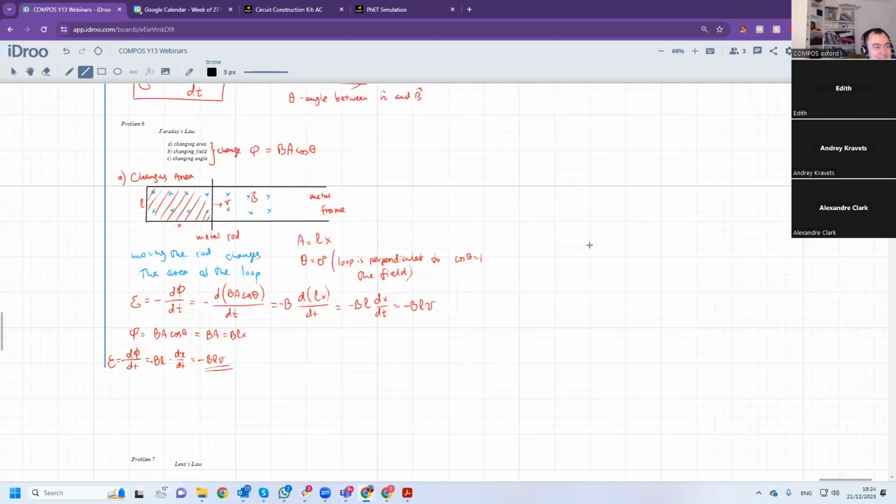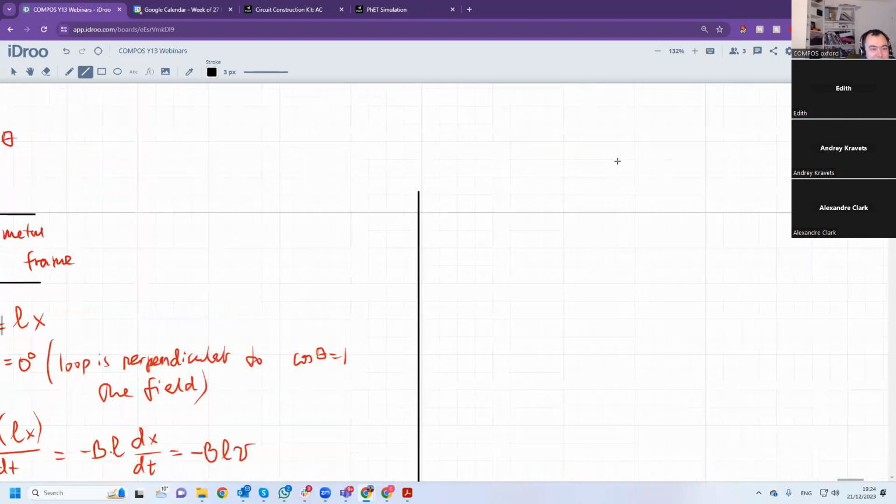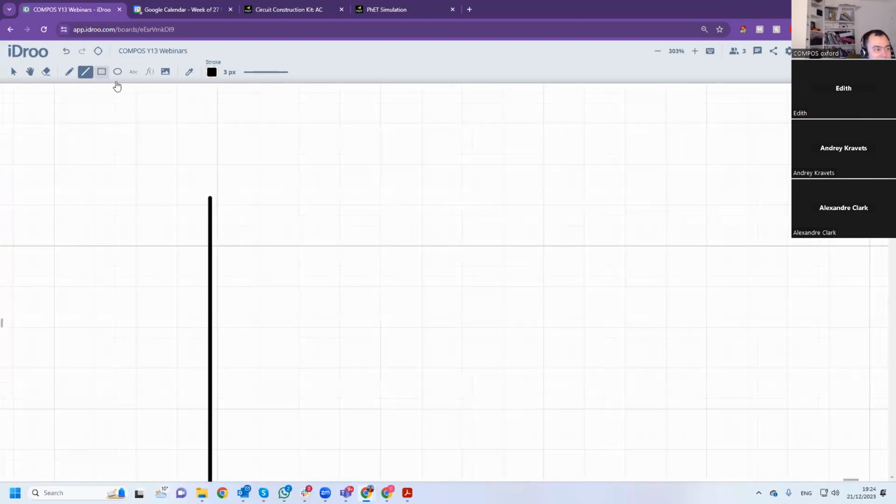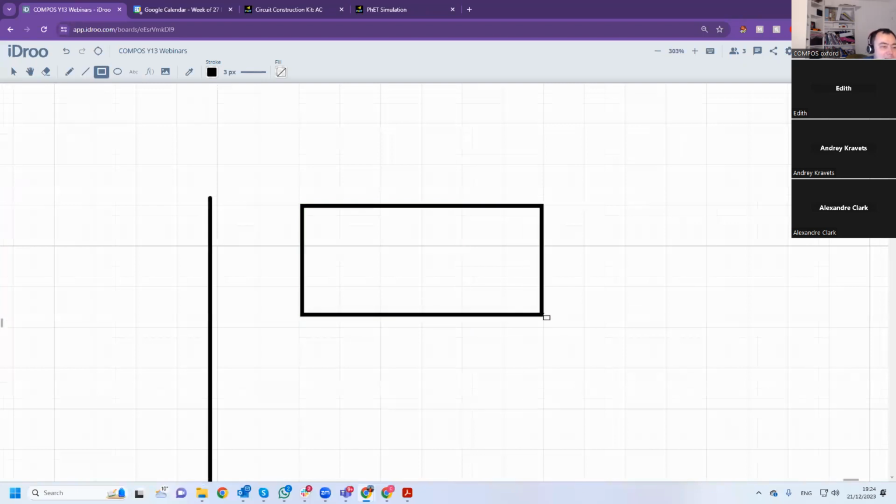Now moving on to changing the field. Let's say you have a loop of wire, and the magnetic field changes with time. B of t.